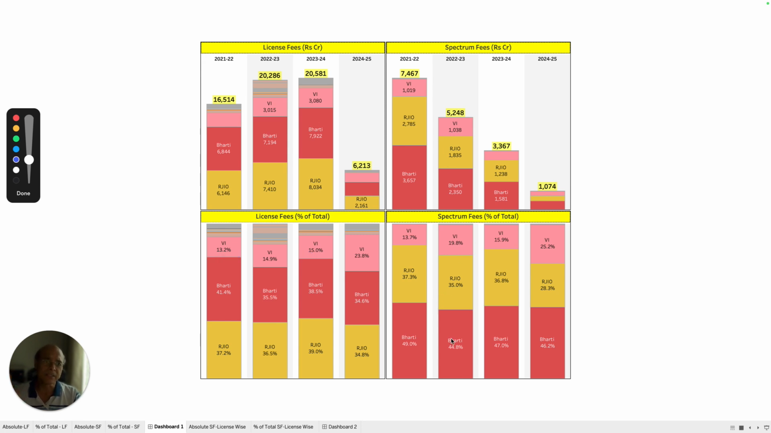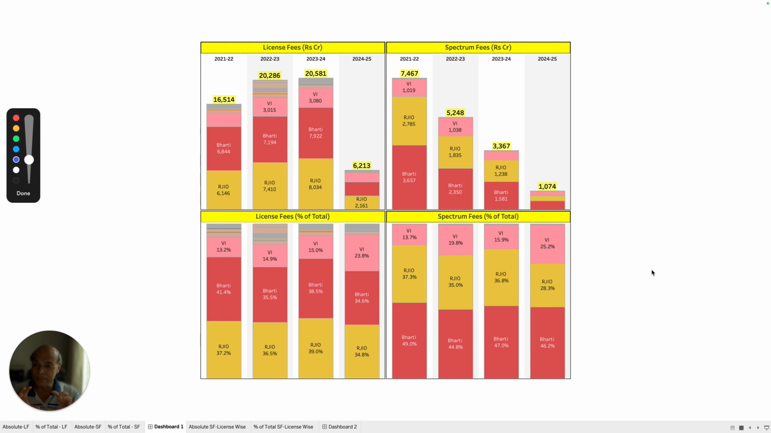Now spectrum usage charge, what happened? You see, Bharti had 49.0% in FY22. Now today it is 46.2%. Reliance Jio went from 37.3% on market share to 28.3%. VI has increased its market share to 25.2%.